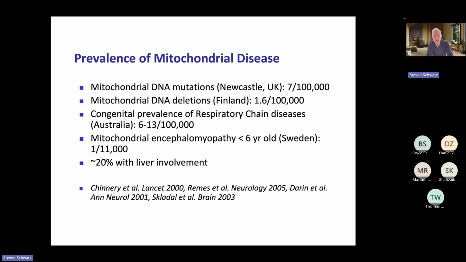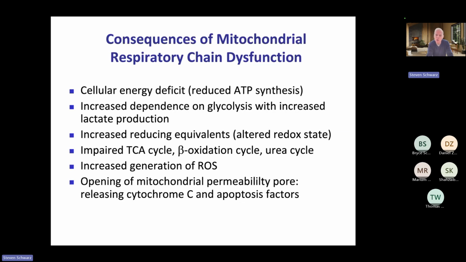The consequences of respiratory chain dysfunction are what you would expect: a deficit in cellular energy, an increased dependence on glycolysis with increased lactate production, reactive oxygen species being increased, impaired TCA cycle, impaired beta oxidation, and it could also affect the opening of mitochondrial pores, which allow for the release of cytochrome C and certain factors that can lead to cell death.